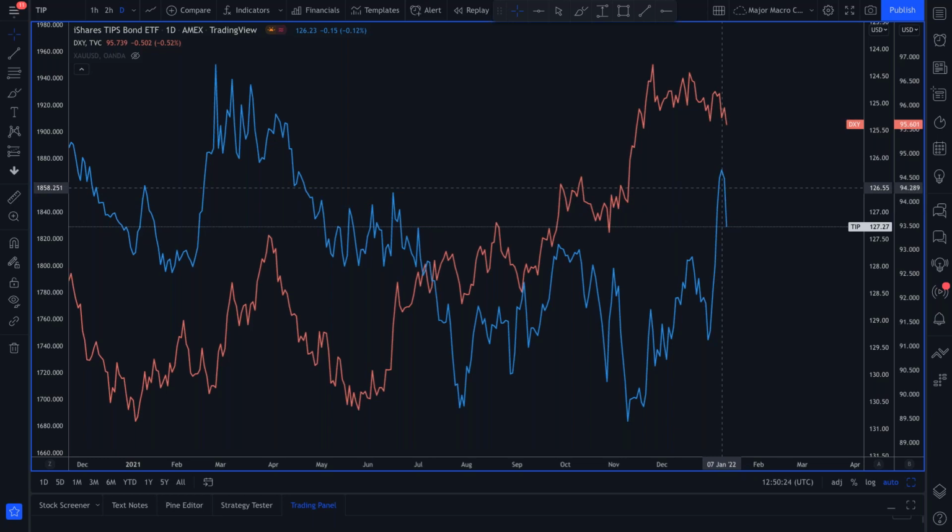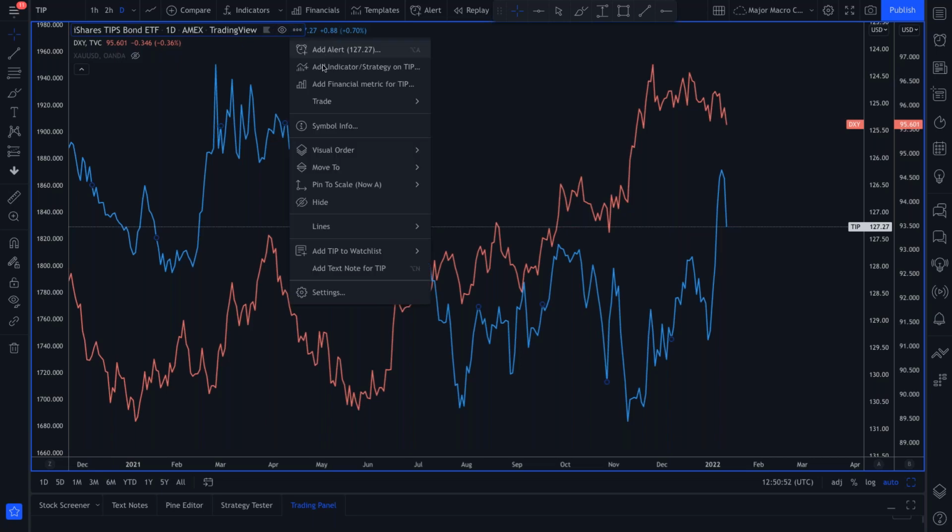People talk a lot about real yields. All it is, is a nominal bond yield minus inflation expectations. So when inflation goes higher, that means the real yield falls. If the inflation expectations are moving up faster than bond yields, then that's when you have real yields moving lower. So the way to trade gold is you need to have a handle on what's going on with real yields.